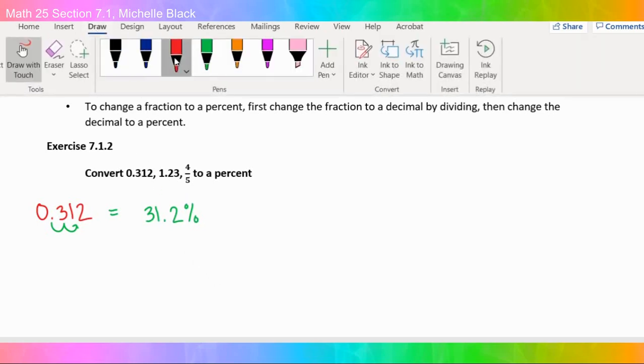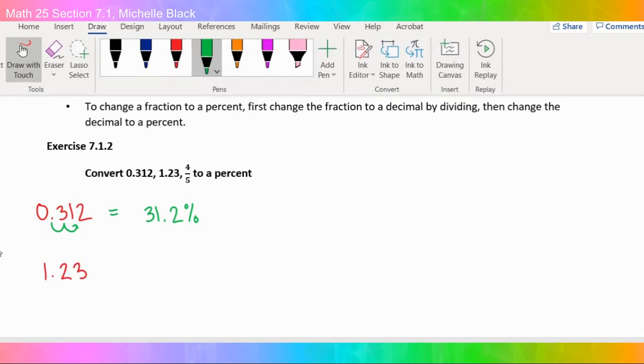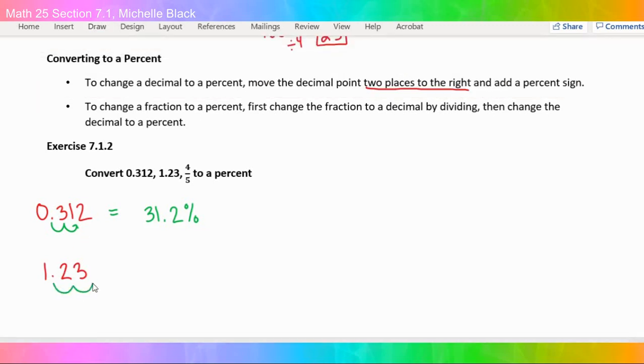For 1.23, again, I'm going to take that decimal point and move it twice to the right. So this is equal to 123%. And it makes sense that this would be bigger than 100% because this number is bigger than 1. If you had 1, or a total value, then you have 100% of the value. So if I have 1.23, I have more than 1, or more than 100% of the value.